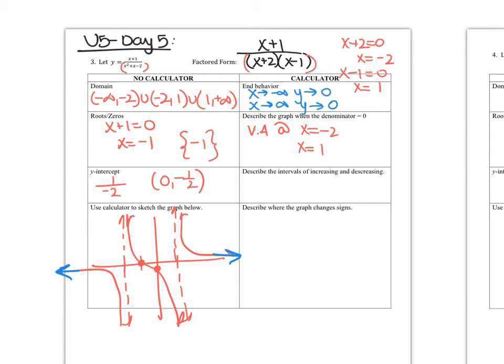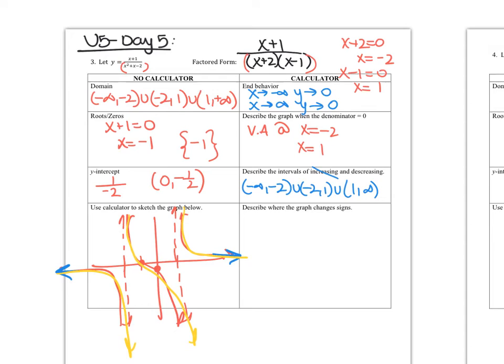Describe increasing. It never does increase, but it is decreasing the entire time. Notice as we go from left to right, it's decreasing, and it's decreasing. So it's decreasing everywhere except at our vertical asymptotes. It's decreasing over the entire domain: negative infinity to negative 2, negative 2 to 1, 1 to infinity.